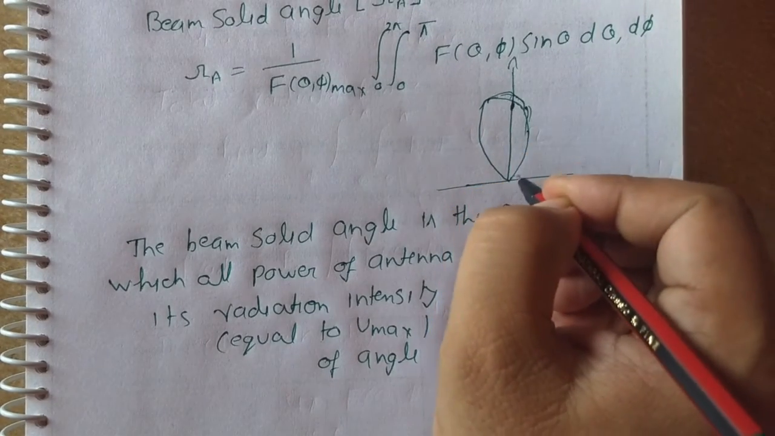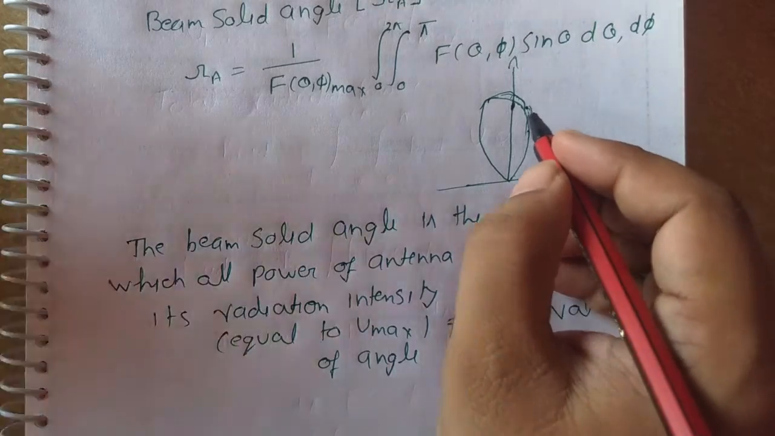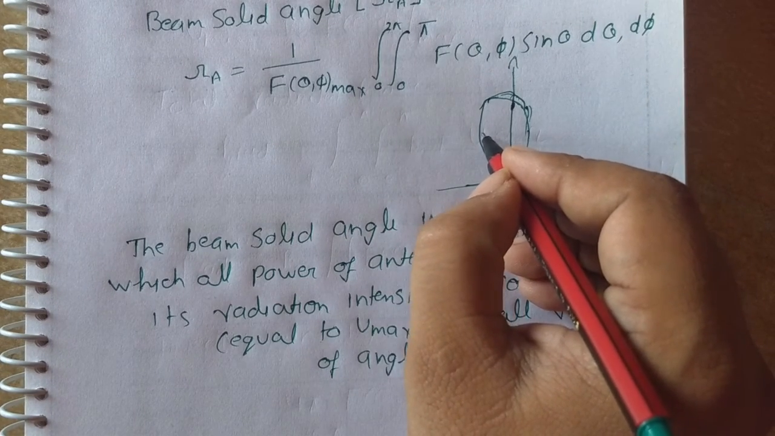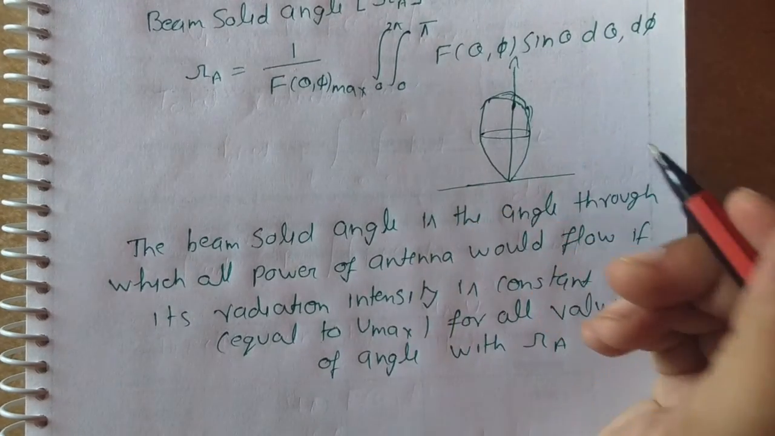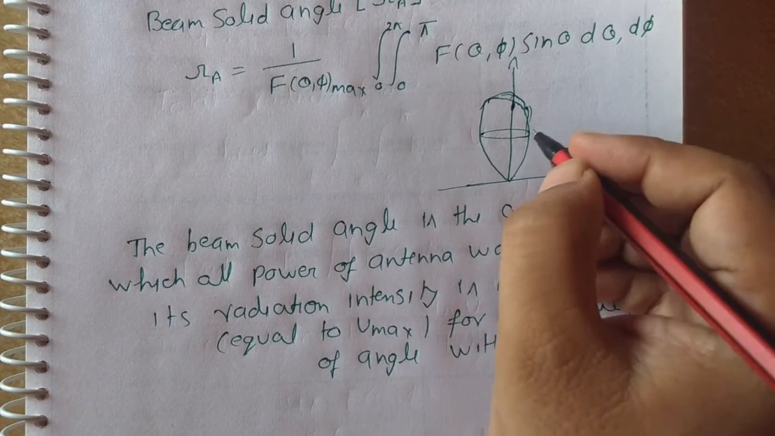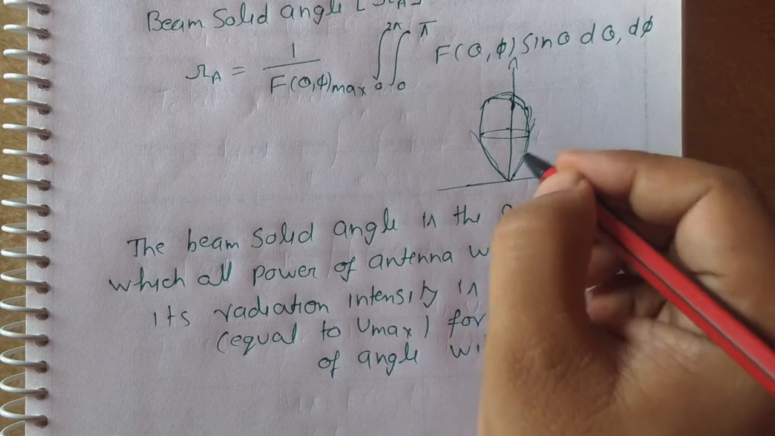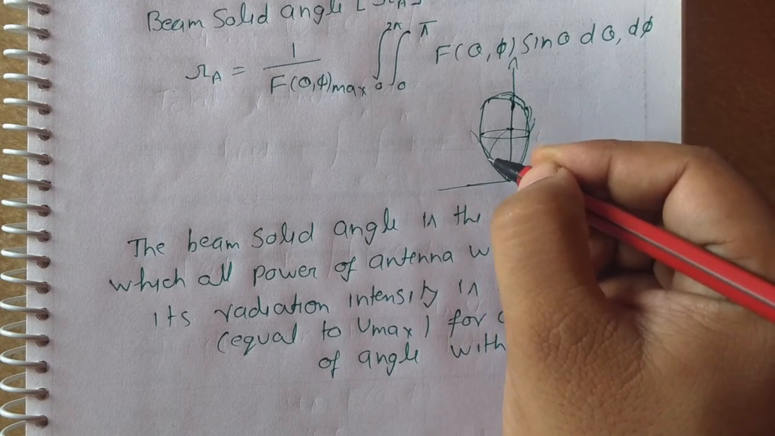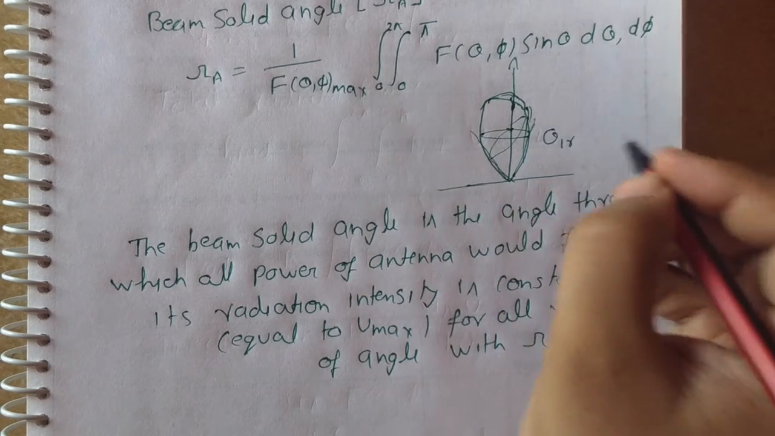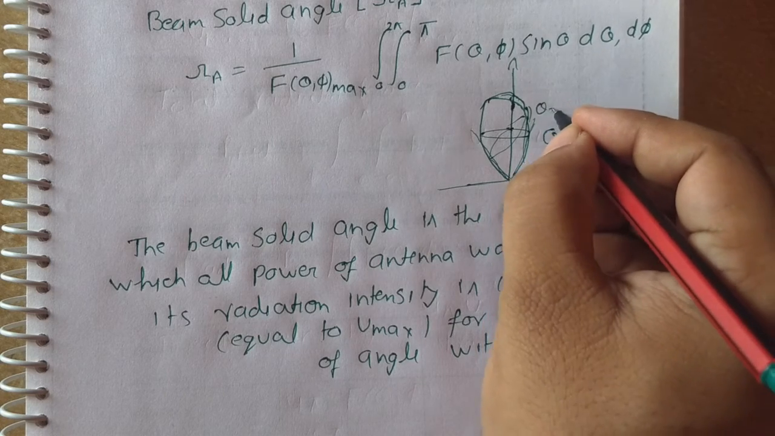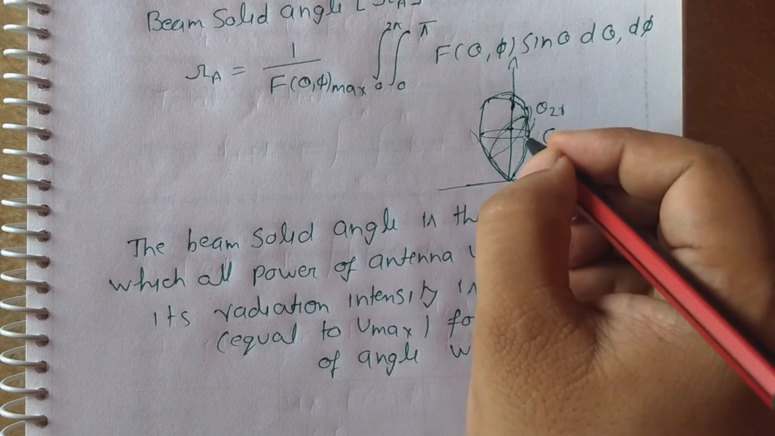Now see here, this is the mathematical formula to calculate the beam solid angle. If we know the radiation pattern, so how to calculate the beam solid angle? Now what you have to do here, you have to calculate the 3 dB beam width in both the planes. We have two planes here, E plane and H plane. So you have to calculate the 3 dB beam width in both planes, E plane and H plane. So we can write here theta 1r for E plane and theta 2r for H plane, or another plane which is perpendicular to it.